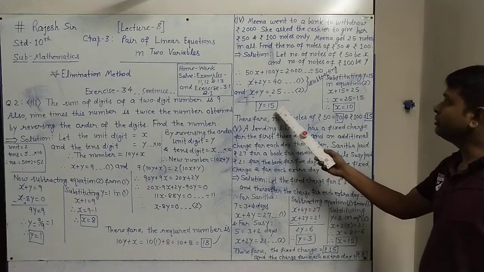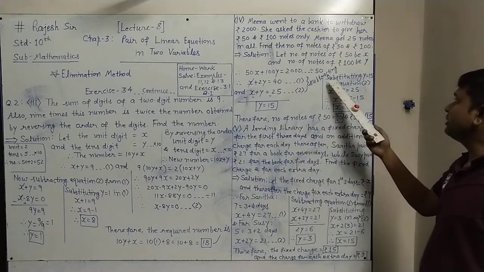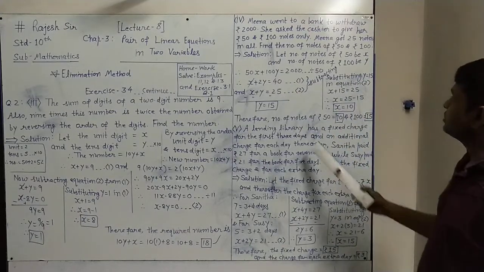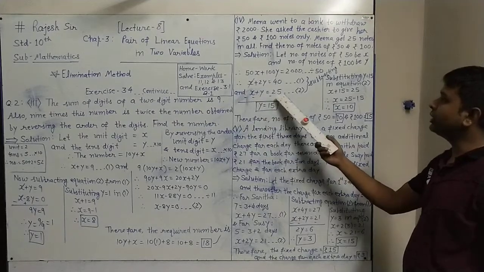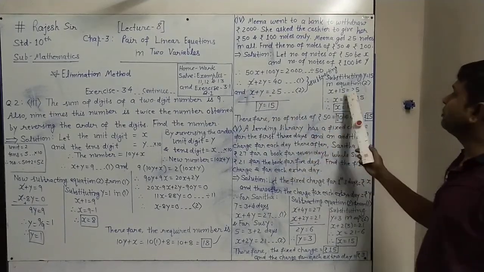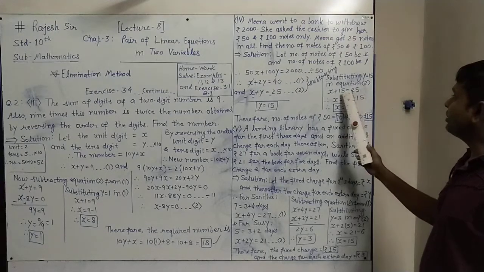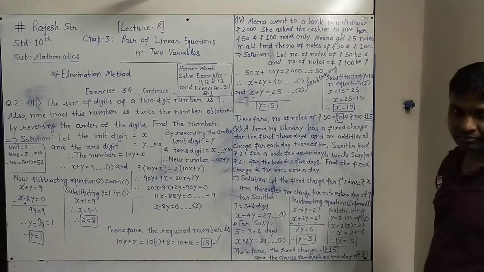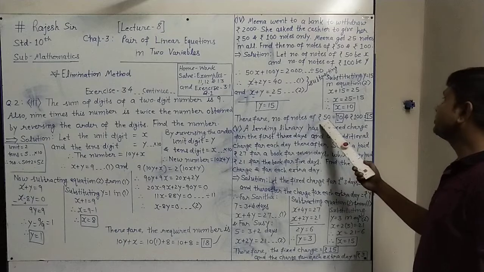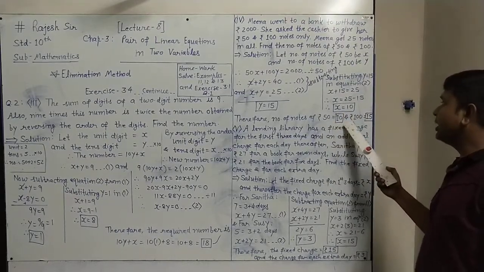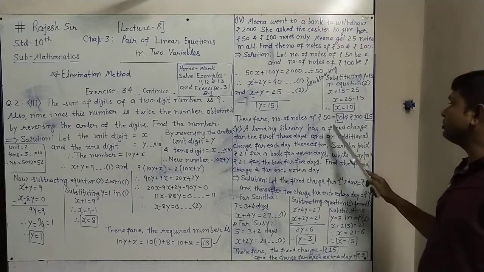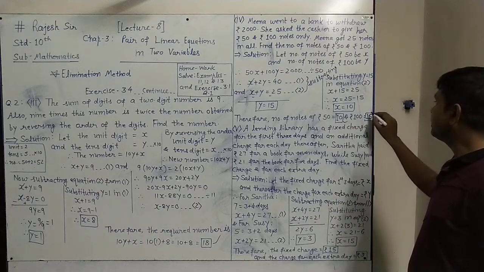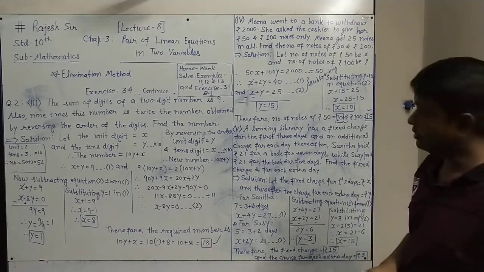This y equals 15 value we will substitute in equation 1 or 2. Here we are substituting y equals 15 in equation number 2, x plus y equals 25. So x plus 15 equals 25, so x equals 25 minus 15, which is 10. Therefore the number of notes of rupees 50 is x, that is 10, and rupees 100 notes is y, that is 15. This way we get the answer.